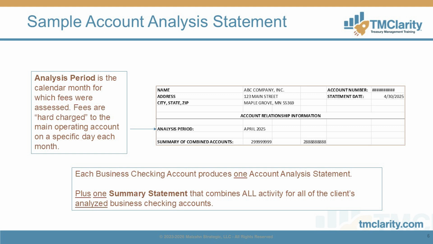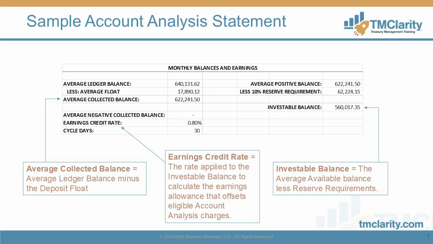This is a sample account analysis statement where you have the name of the customer, the address, the account relationship information goes down, account number, and statement date. Typically, they will be on a calendar month. That's the analysis period, and that's the month in the year. So again, each business checking account will produce one analysis statement plus a summary statement for all of the business customers' checking accounts. So the next section is the balances and earnings.